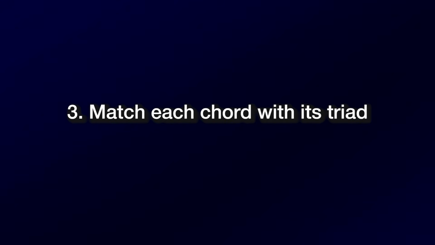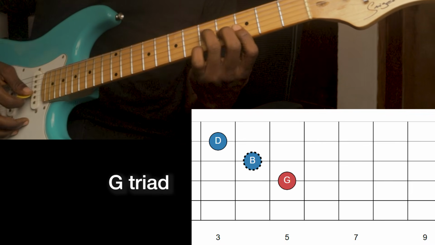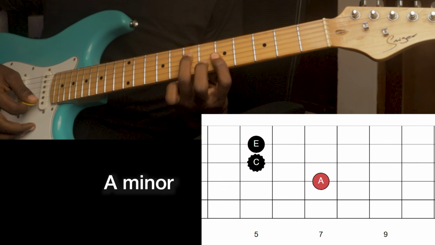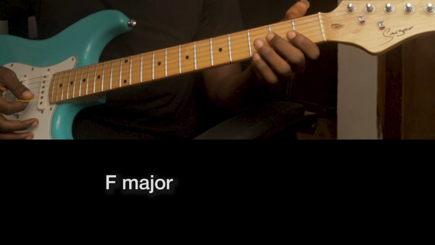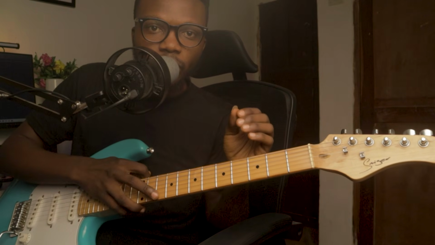For every chord that's playing in the background, we're going to match it with the corresponding triad shape. So when a G is playing, I'm going to play a G major triad. When an A minor is playing, I'll play my A minor triad. And when an F is playing, I'm going to play an F major triad. So this is what it sounds like all together.